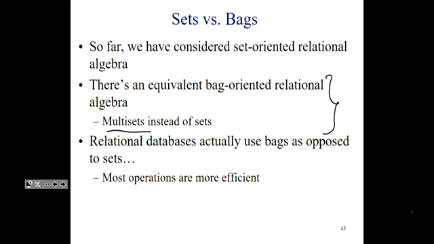As it turns out, actual relational databases use bags as opposed to sets. The reason for this is that these operations are actually more efficient than the corresponding set-oriented ones. So even though I've been telling you a lot about sets, that's not what most industrial-strength databases do. They actually use bags. Now that we know the notions corresponding to sets, how do these notions translate to bags?